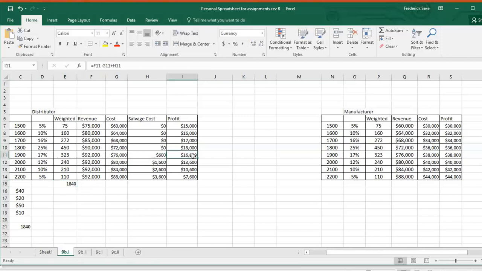You can say 1,840 if you wanted to. At 1,900, there's a 600 loss. So if you said 1,900, I may take it. 1,800, okay. As long as you can state in your verbiage how you got to this answer, I'll be happy.